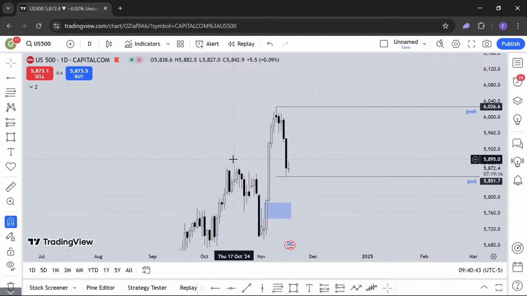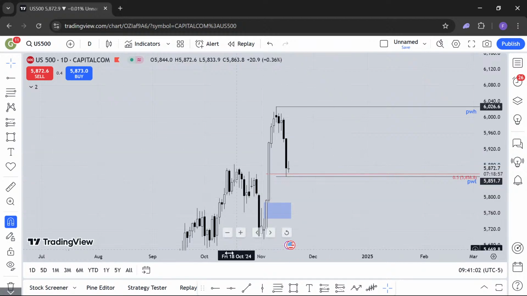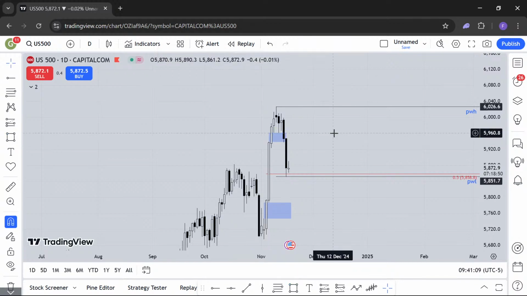So price dropped lower and used this BC here as an inversion level to take price lower to this BC. So we're going to indicate the midpoint of this BC and understand what price is. We've already traded down lower to this BC. So price used this BC here as an inversion level on Friday to take price lower on Thursday and Friday.